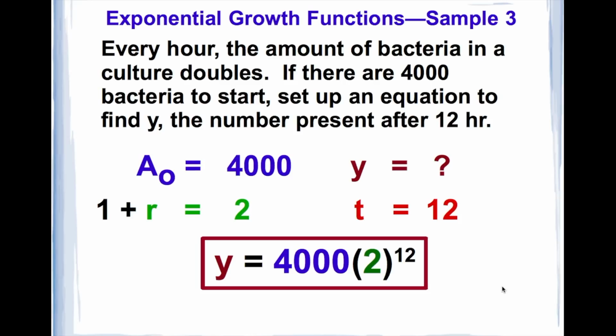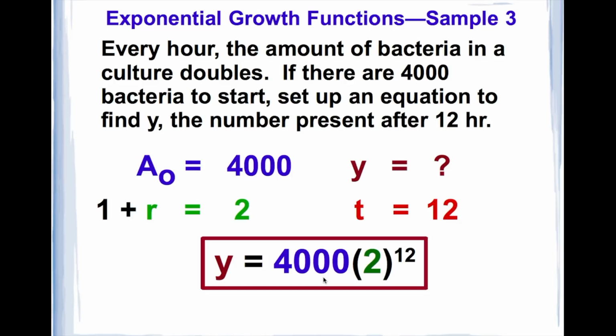A final growth example. Every hour, the amount of bacteria in a culture doubles. If there are 4,000 bacteria to start, set up an equation to find y, the number present after 12 hours. Notice these double each hour, and the time periods can vary from hours to years, months, etc. It does say you started with 4,000 bacteria.